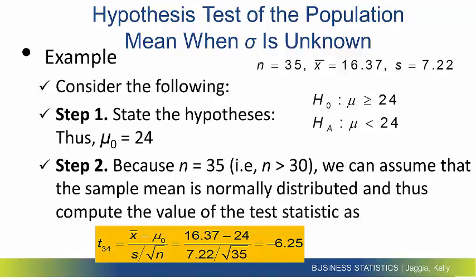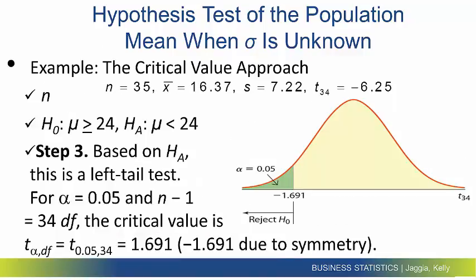Next we check the normality assumption. This is assumed through central limit theory, as the sample size is greater than 30. Next, the t-statistic is calculated as negative 6.25. This is the standardised value of 16.37. It will of course be negative, as 16.37 is less than the hypothesised mean of 24.